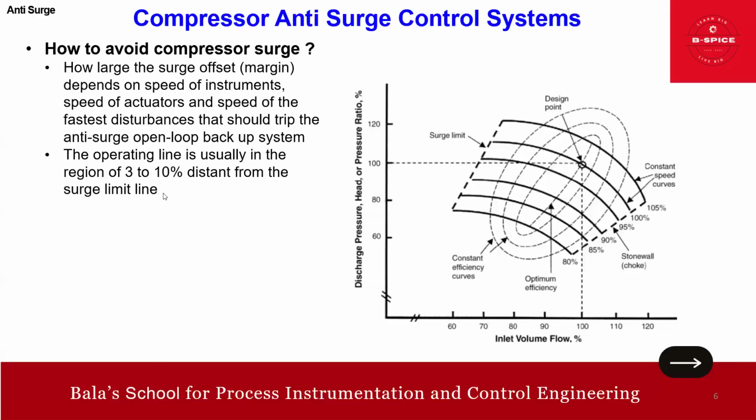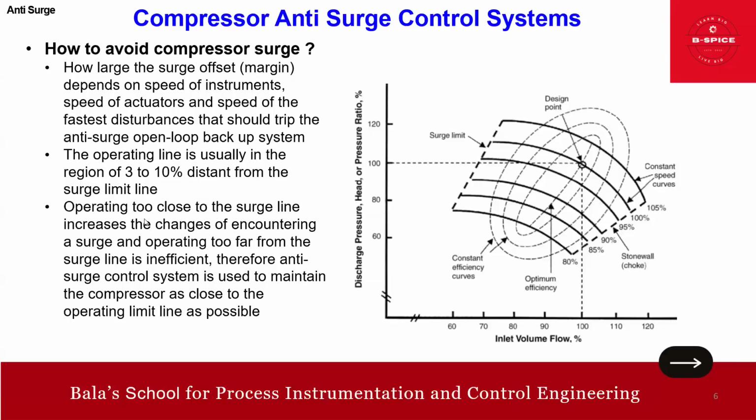So the operating line is usually in the region of 3 to 10% distant from the surge limit line. From this slide, it is 3 to 10%. That's what they say. Now this is your design limit and this is your surge limit. Operating too close to the surge line increases the chances of encountering surge, and operating too far from the surge line is also inefficient. Therefore, the anti-surge control system is used to maintain the compressor as close as possible to the limit line. So that is the point.